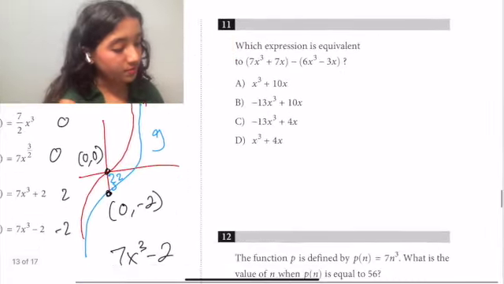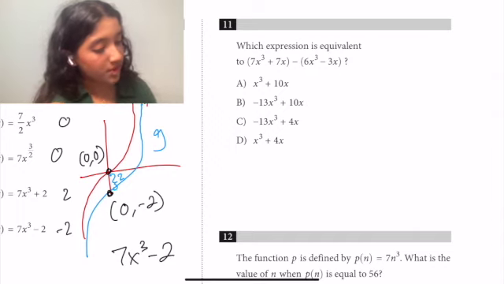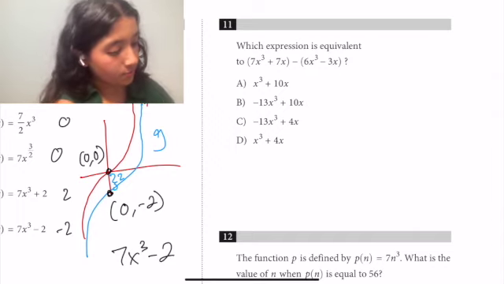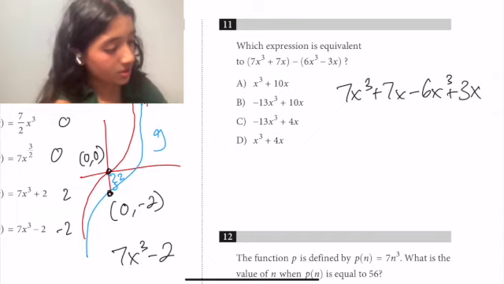For question 11, which expression is equivalent to 7x cubed plus 7x minus 6x cubed minus 3x? So 7x cubed plus 7x, and then we can distribute the negative sign, so minus 6x cubed, and then plus 3x, because the negative and the negative create a positive.